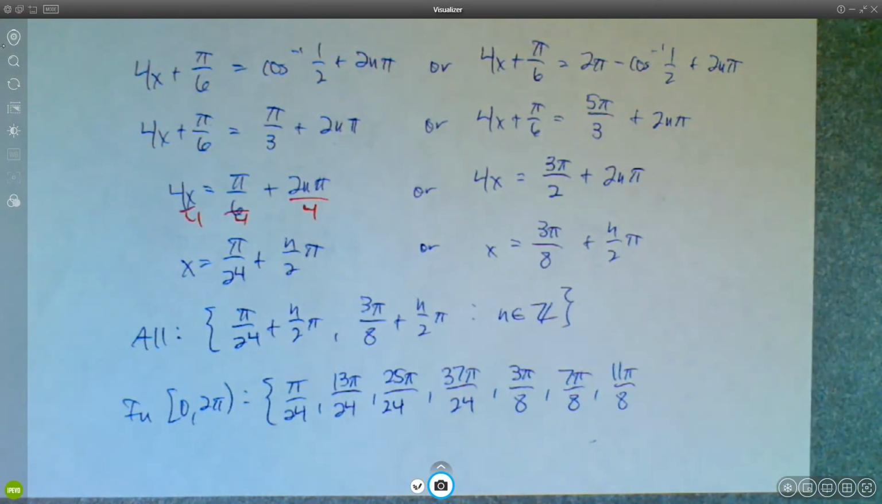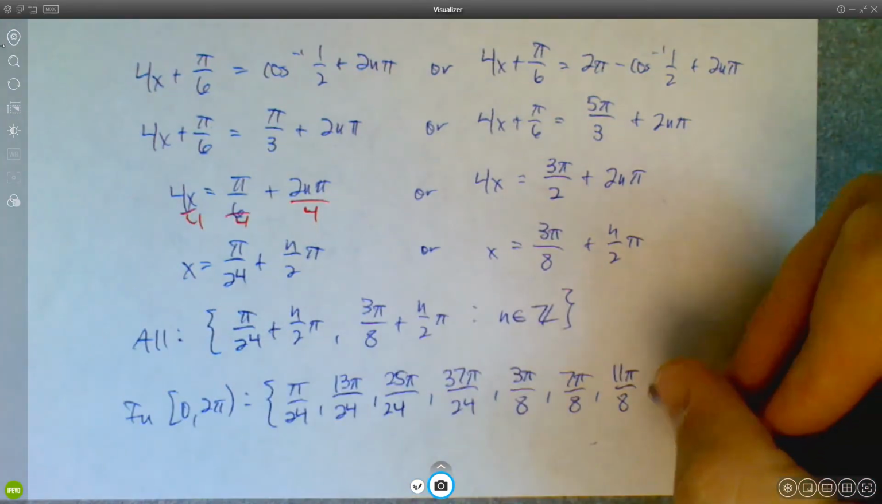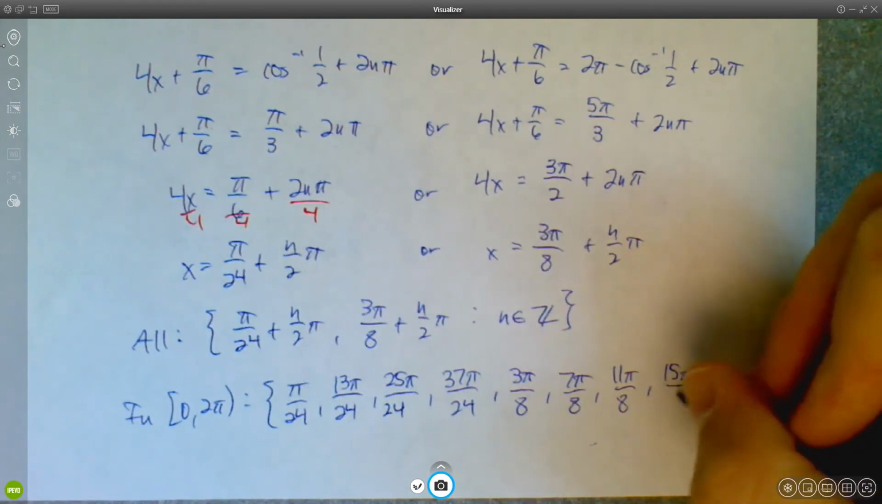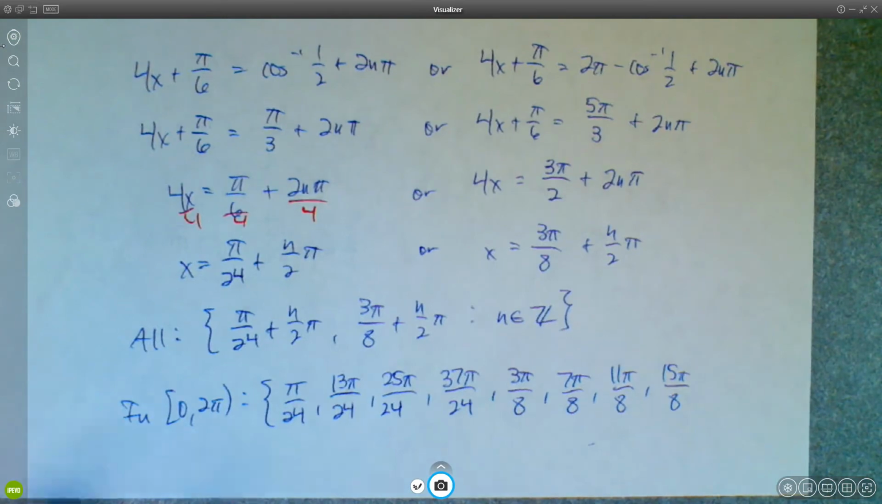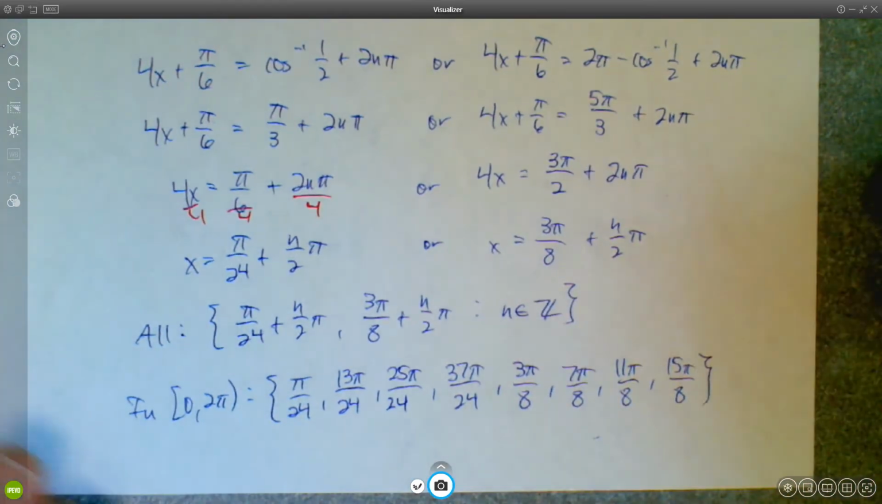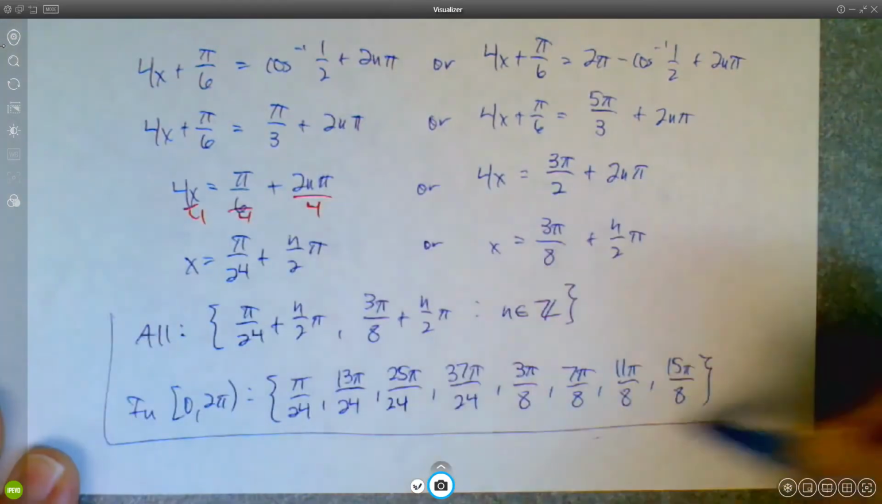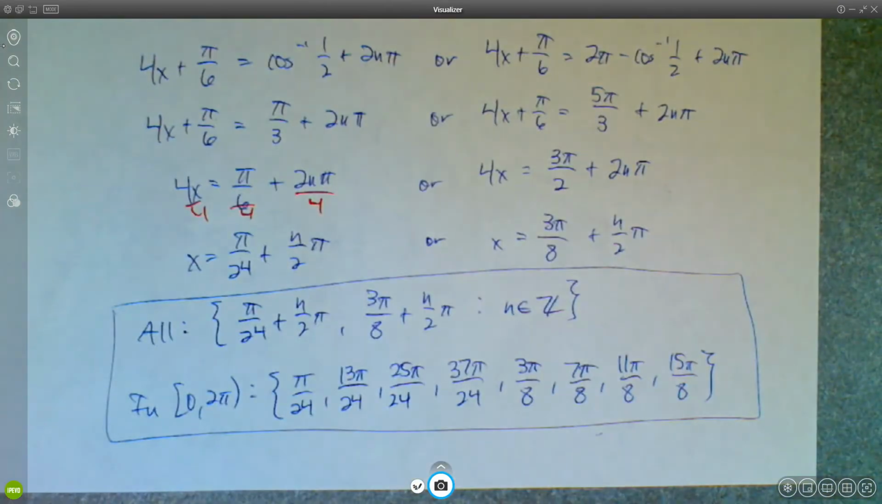If I plug in 3 for n, I'm going to get 3 pi over 2. So 3 pi over 8 plus 3 pi over 2 is 15 pi over 8. That's cutting it really close, but it's still in the interval. So if I go one more, then I know I'm going to be outside the interval. Okay. And so those are the solutions there.